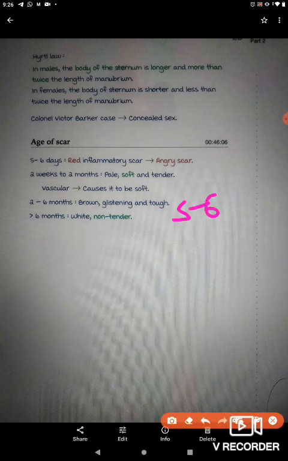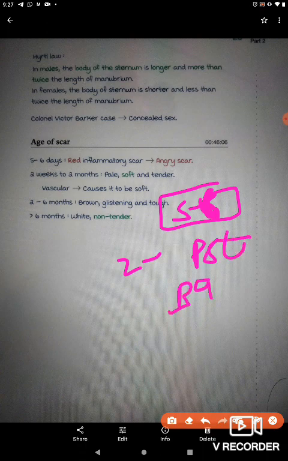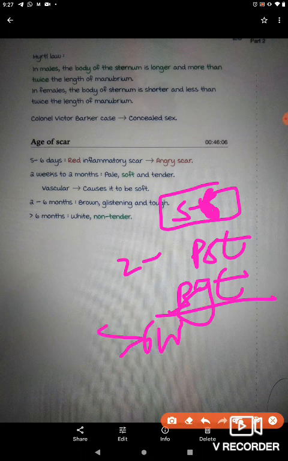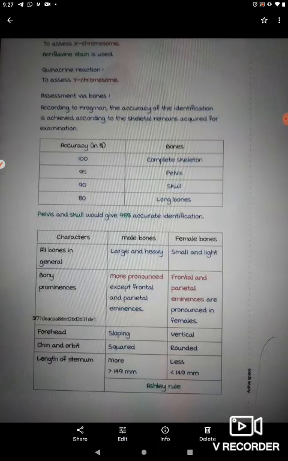We have seen that at 5 to 6 days it is a red angry scar, red inflammatory scar. At 2 weeks to 2 months it is pale, soft, and tender. Then it's brown, glistening, and tough. And after 6 weeks it has become white and non-tender. In Colonel Victor Barker's case for sex determination. So this was all.